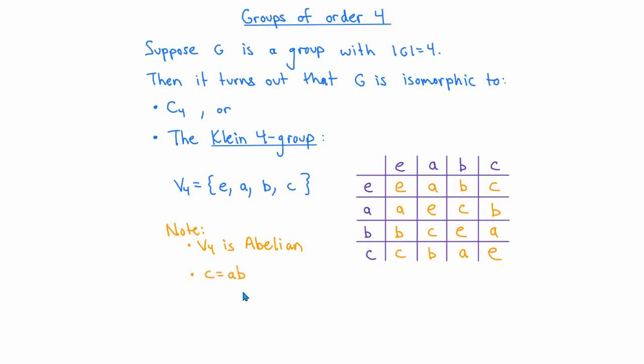Now, the second thing that I want to point out here, which you can also see from the multiplication table, is that A times B is equal to C. That's something which is worth remembering when I show you the other descriptions of this group.